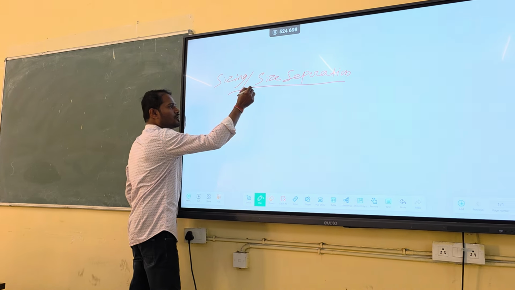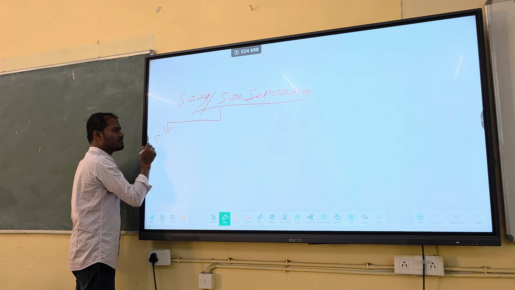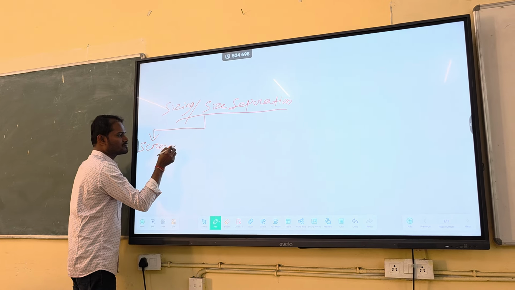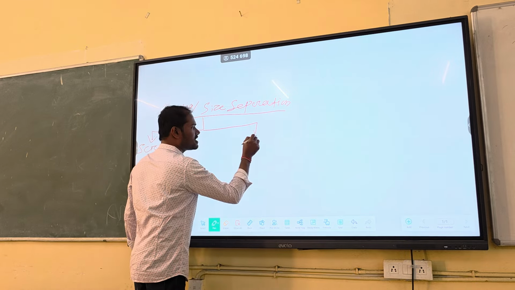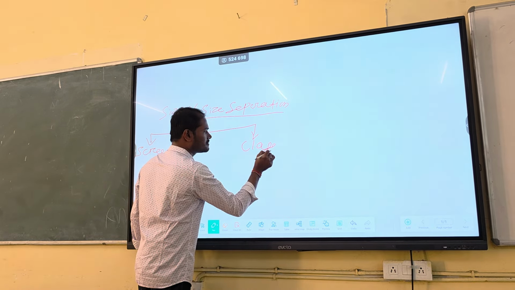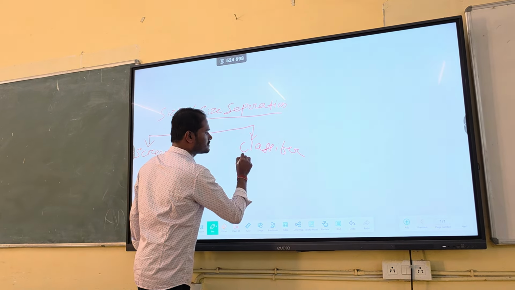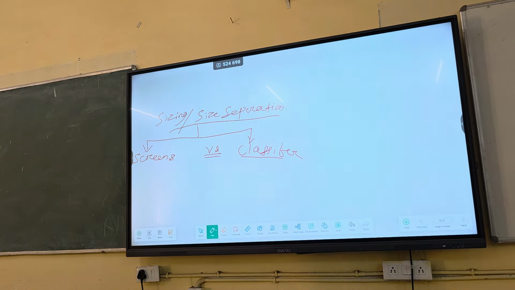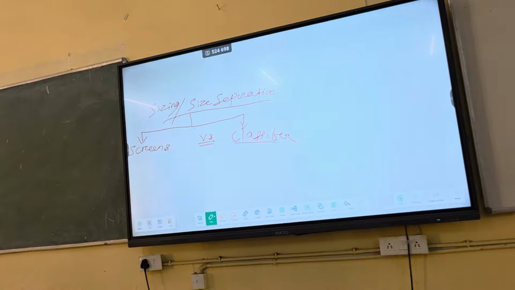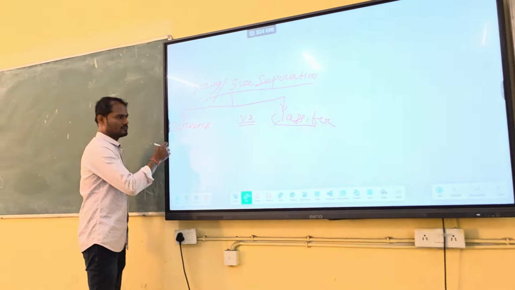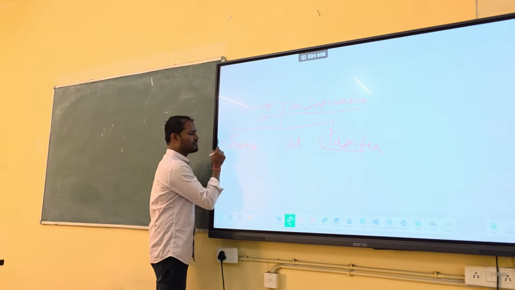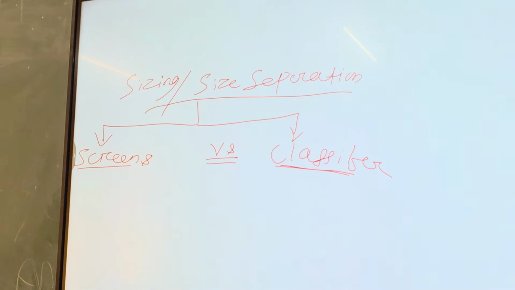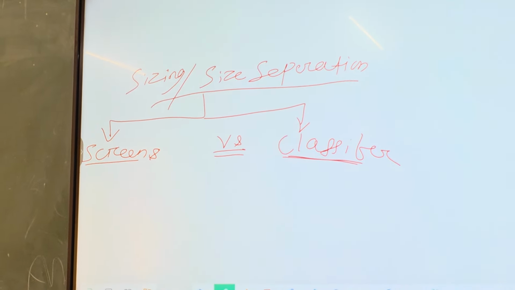So basically, two things can be done. One is by using screens, or you can use classifiers. Screens and classifiers. So what is the basic difference actually? Can you tell me what is the basic difference? I told you already in the previous lecture. Classifiers, very good.